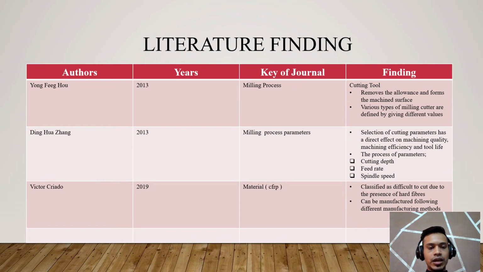And finally, Victor Riado, who published his article in 2019, and it's all about the material. CFRP is classified as difficult to cut due to the presence of hard fiber, and it can also be manufactured following different manufacturing methods.